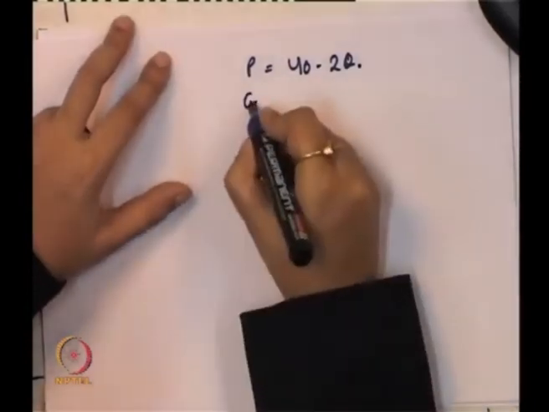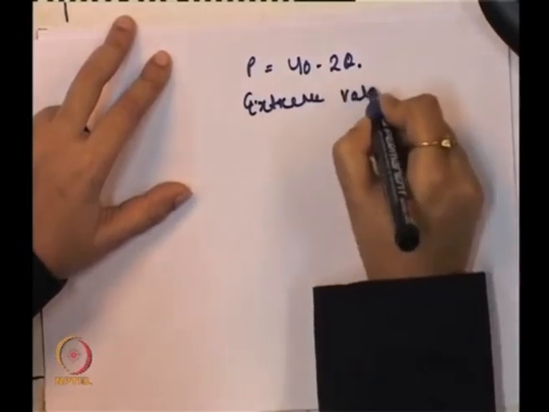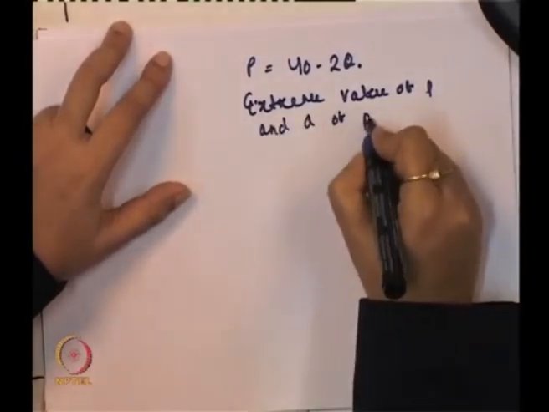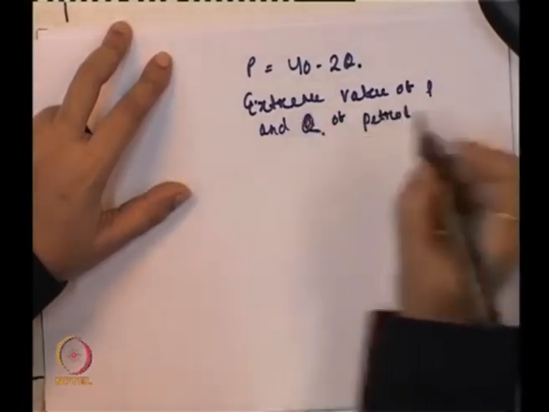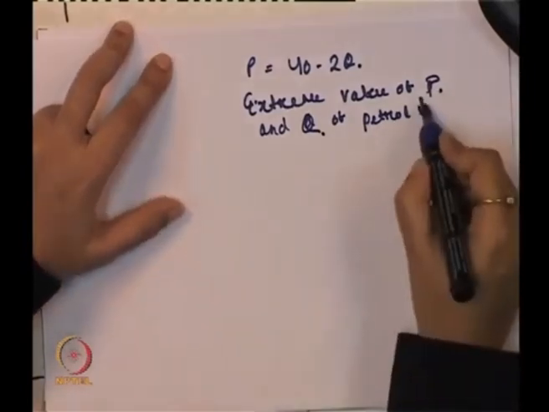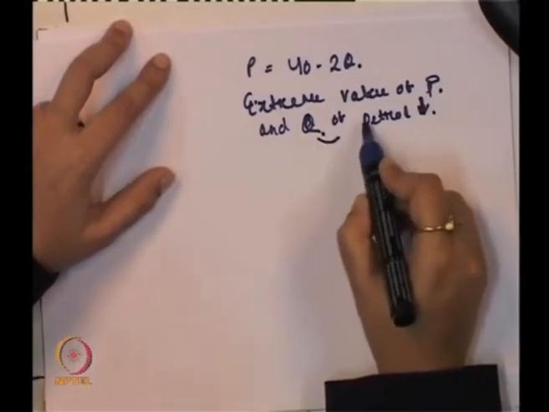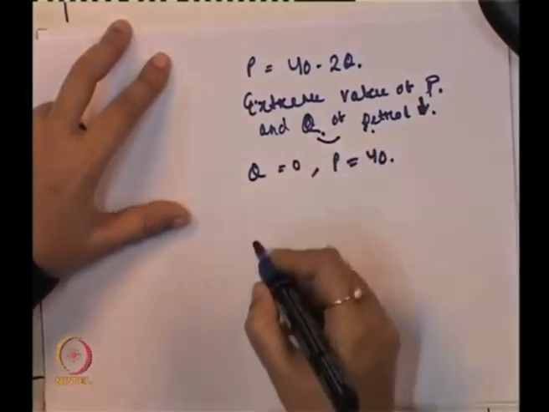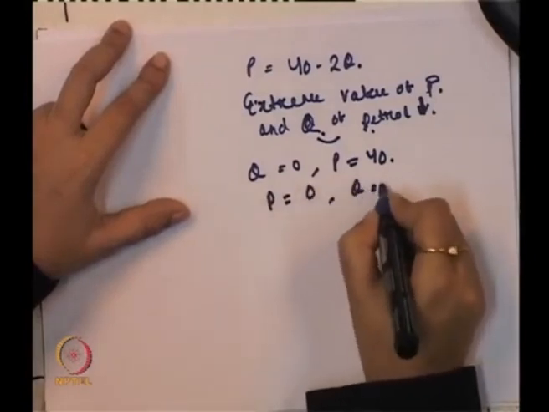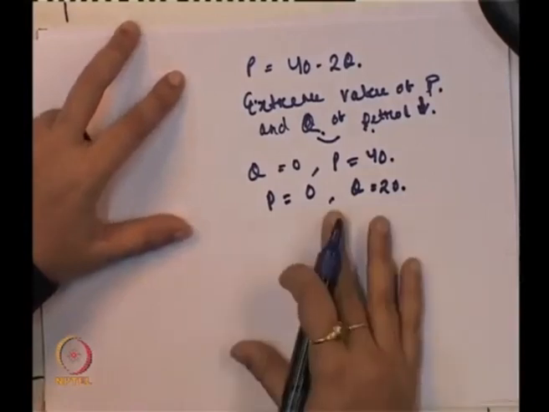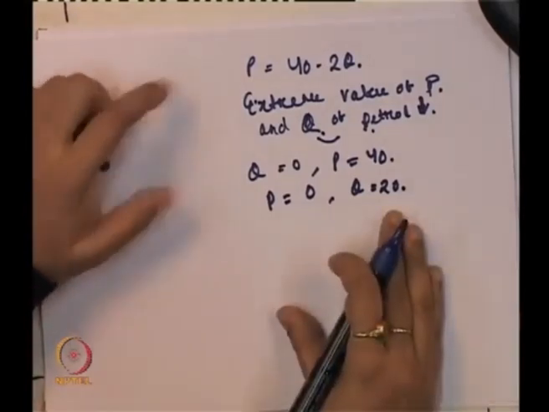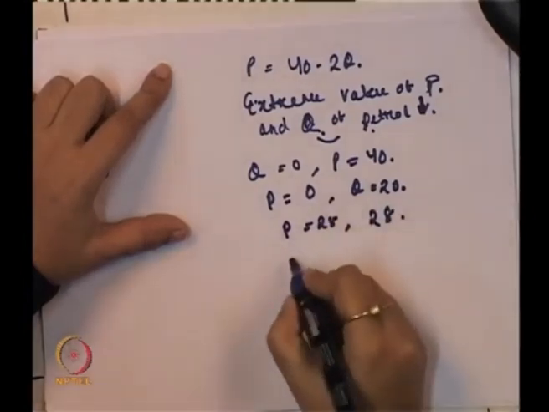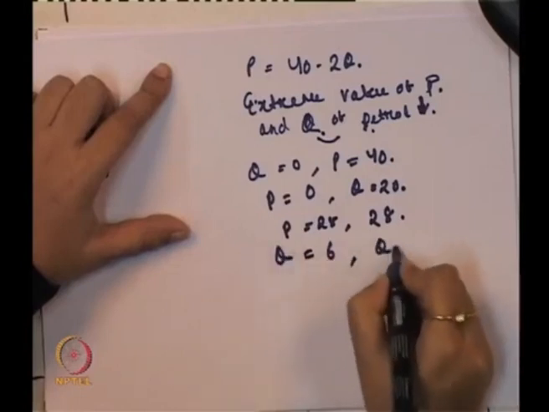First we need to find out the extreme values of P and Q of petrol, because here P is the price and the good is petrol. So putting Q equal to 0 in the equation, we get P equal to 40. And when we put P equal to 0, then Q is equal to 20. Joining these points, we get the demand curve, and substituting the value of P by 25 and 28, we get Q equal to 6 and Q equal to 7.5.